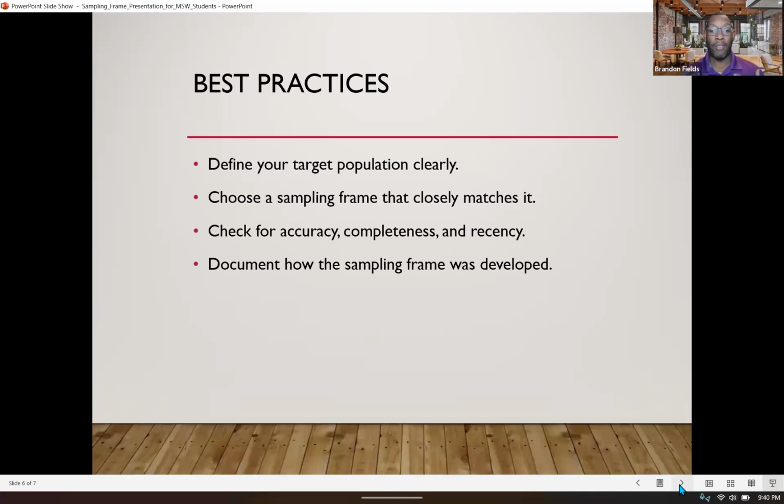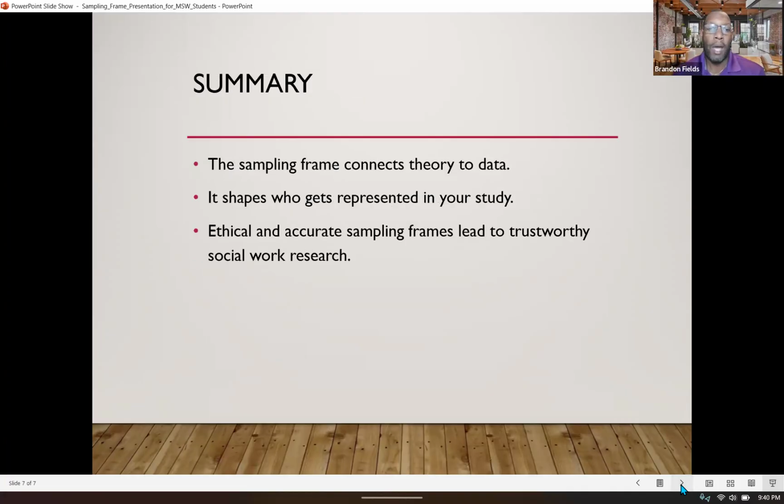And we want to document how the sampling frame was developed because remember, research is really about our ability to replicate the research of others. And so we want to make sure that we specifically highlight how we put together our sample so that the process can be replicated.